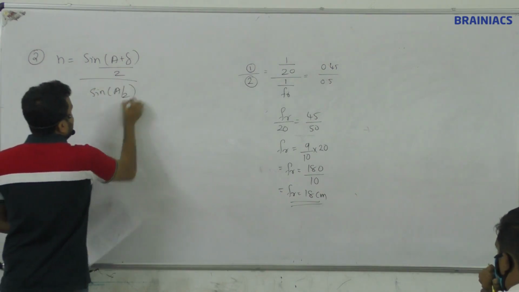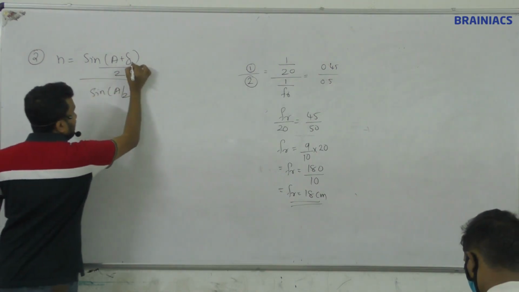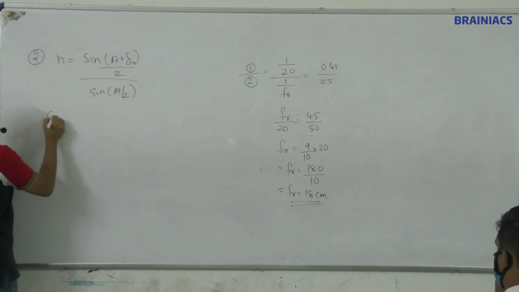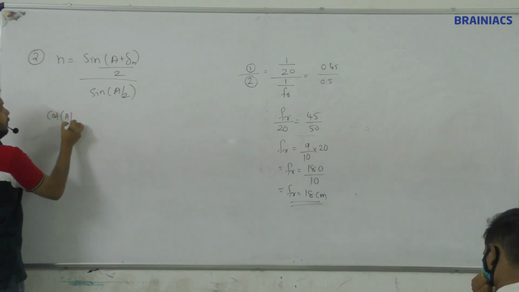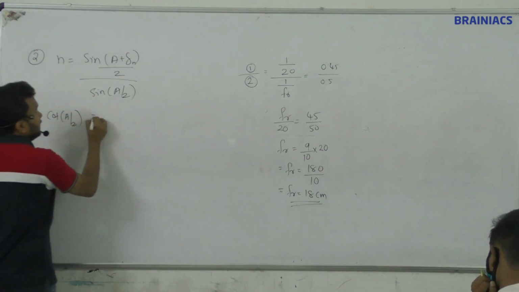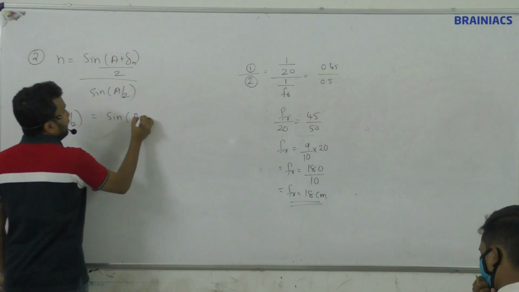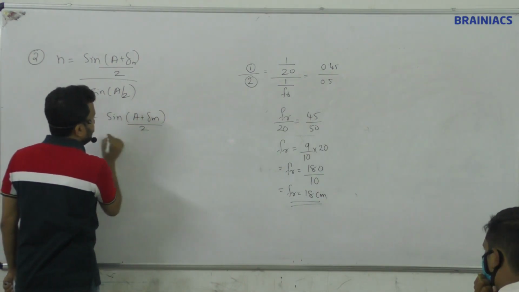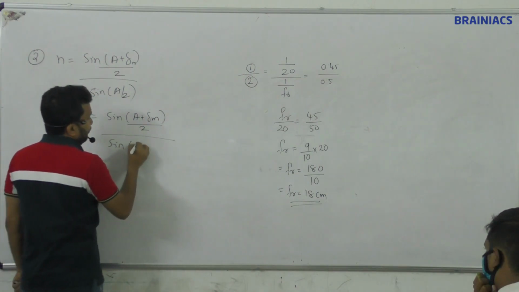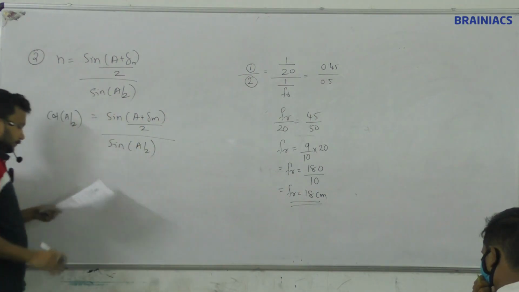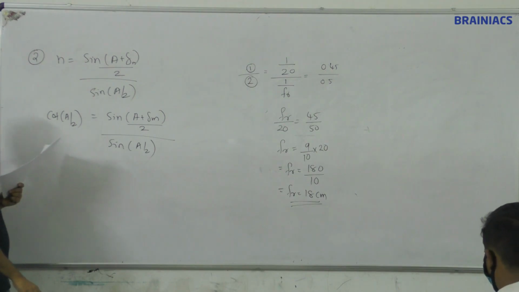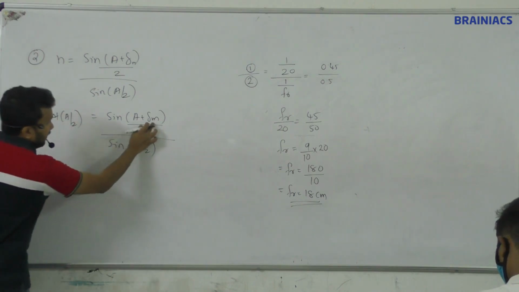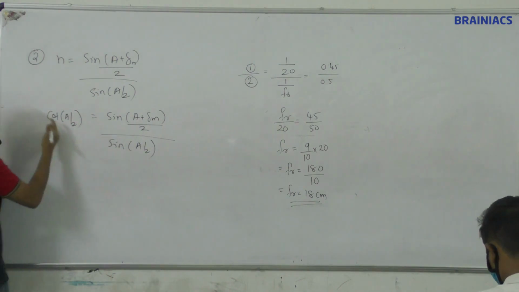This is the formula, correct or not? Delta m is called minimum deviation. Is this formula correct? So the refractive index is given in the question as cot A by 2, equal to sine of (A plus delta m) divided by 2, divided by sine of A by 2. Cot A by 2, and the angle of prism is A. Angle of minimum deviation, so what do we have to find out? Delta m. We'll multiply here.